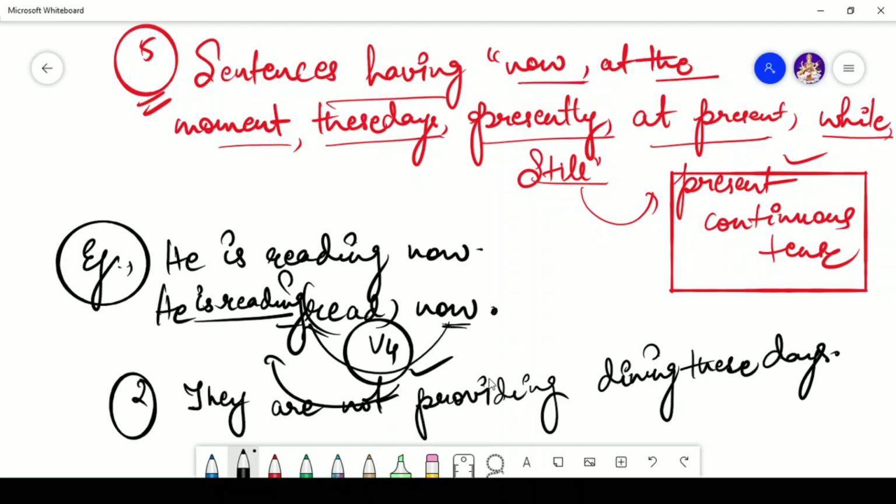So again, in this sentence, the use of these days can be easily visible to you. So search for those sentences, read out the whole sentence first, and then use the appropriate form of the verb, that is the V4 form of the verb, which will be used in the case of present continuous tense. Okay, so in the next video I am going to talk about some of the questions related to present continuous tense.